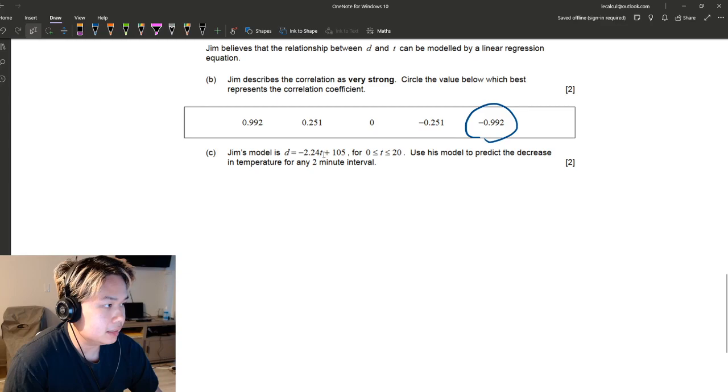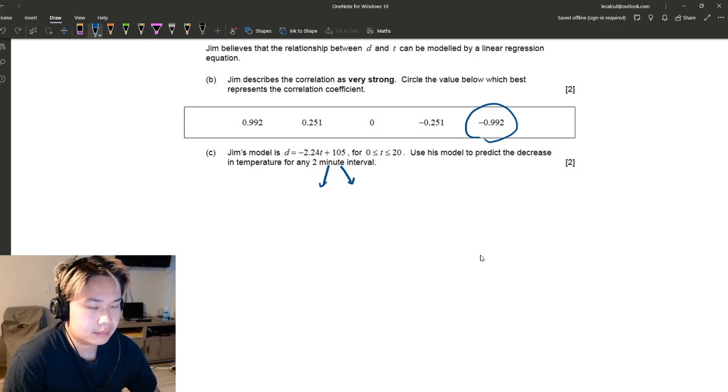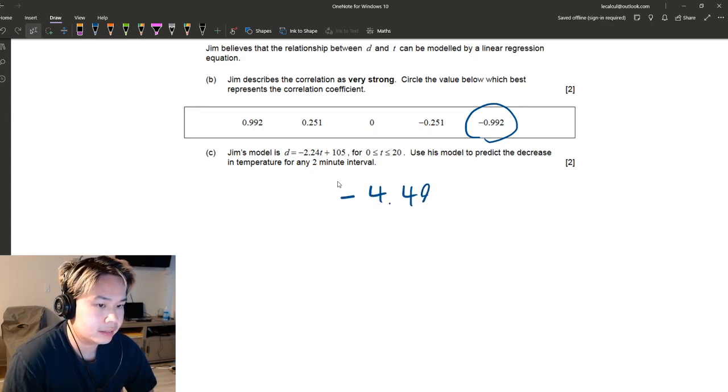And then here is his model. Use his model to predict the decrease in temperature for every 2-minute interval. Okay, so actually, you don't even need to. This is a linear relationship, and you can see that this is the rate of change right here. This is the slope. Every minute, the temperature is going to decrease by 2.24, so every 2 minutes should be negative 4.48.